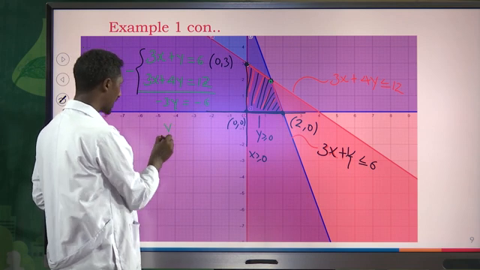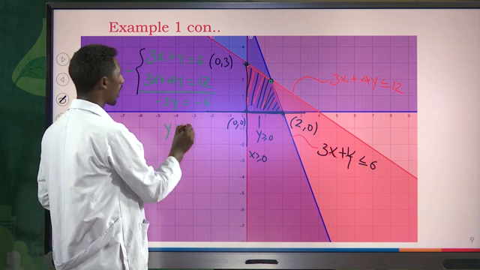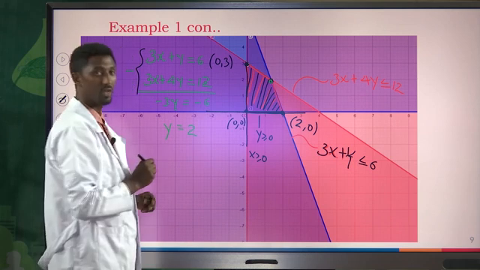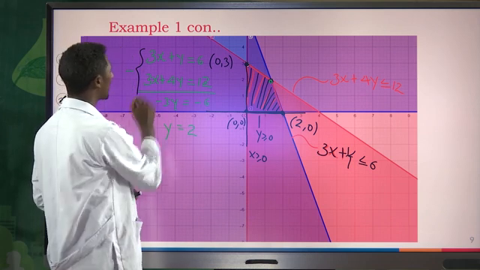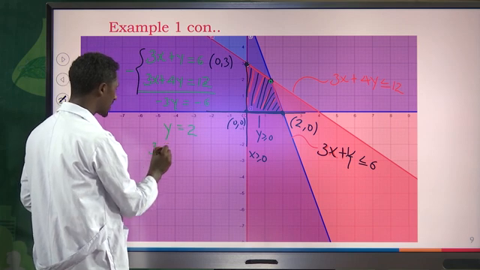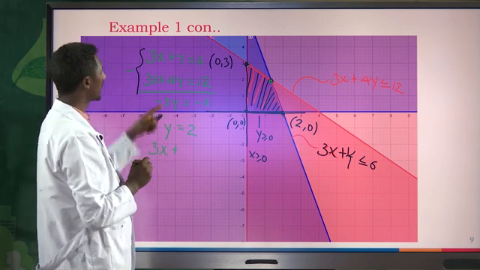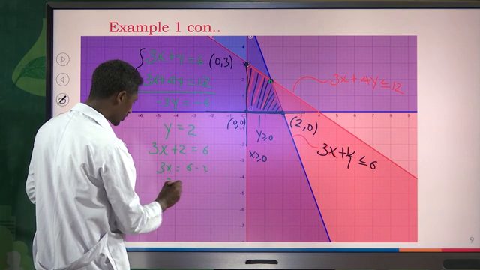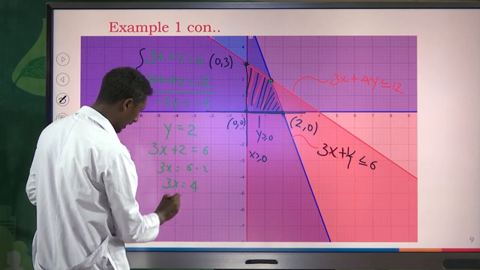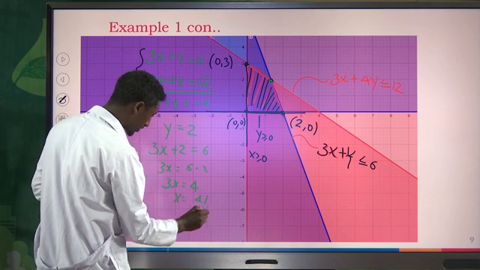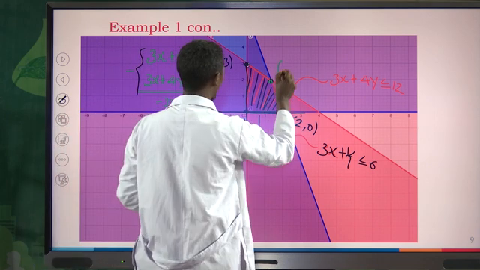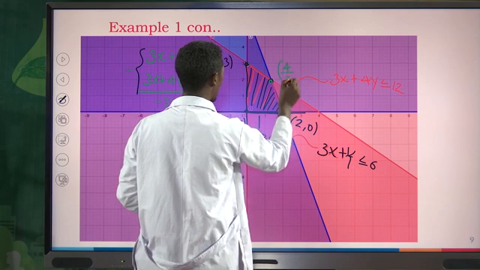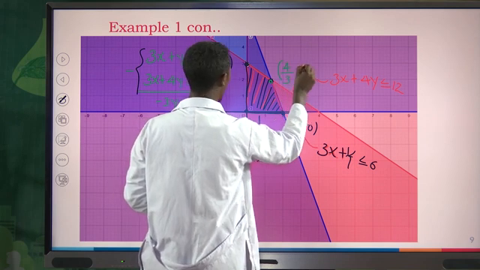If we divide both sides by minus 3, y equals 2. Then if we have the value of y, we can find the value of x. We can substitute y equals 2 in one of the equations. 3x plus 2 equals 6. So 3x equals 6 minus 2. So 3x equals 4. So x equals 4 over 3. So this point of intersection of two lines is (4/3, 2).